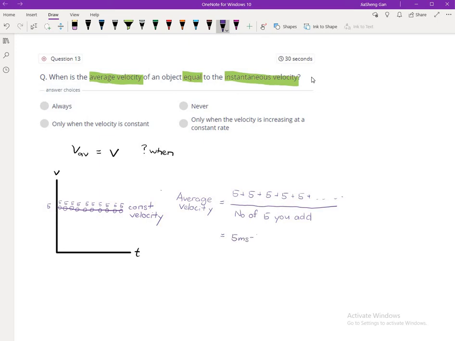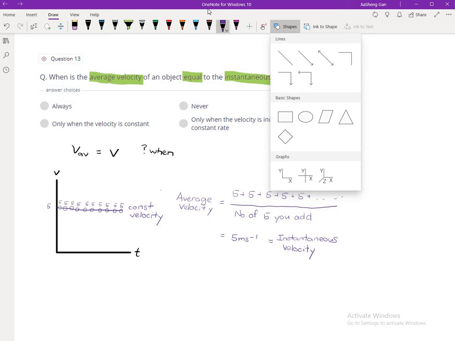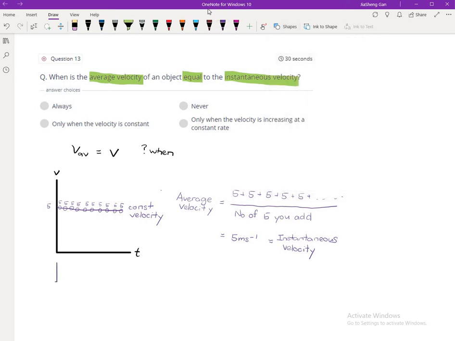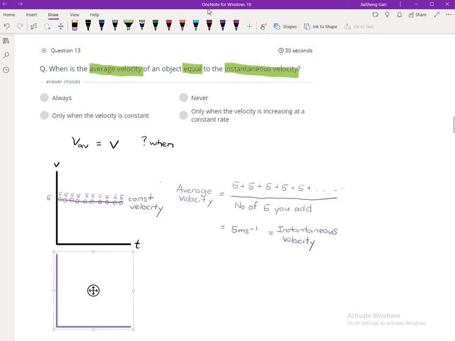Meter per second. So this will be equal to your instantaneous velocity. Okay, in our syllabus we probably don't explain like this when it comes to average. When it comes to average, we usually take the final minus the initial, right? So let's try doing it using position time graph instead.